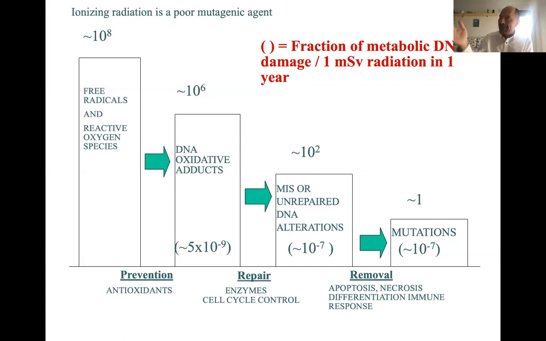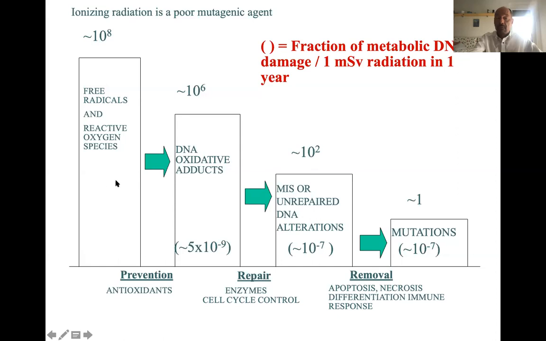So spontaneously, independently of radiation, what is the fraction of free radicals and reactive oxygen species that you have in 1 year? You will have 10 to the 8 free radicals and reactive oxygen species produced, but this becomes 10 to the 6 if you look at DNA oxidative adducts. So there is a factor of 100 if you go to the DNA oxidation, the attack. But this is only 5 per 10 to minus 9 of the spontaneous. Then this again goes down to 10 to the 2 if you look at misrepaired or unrepaired DNA alterations, 10 to minus 7. And this corresponds to approximately 1 mutation, still 10 to minus 7.